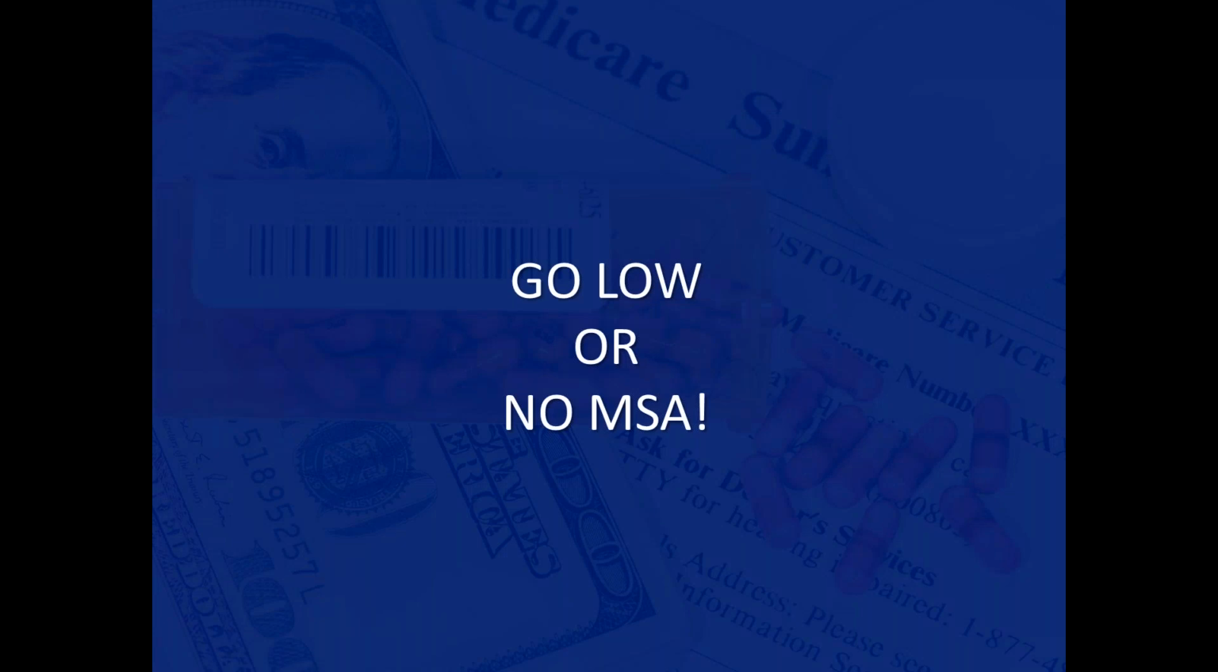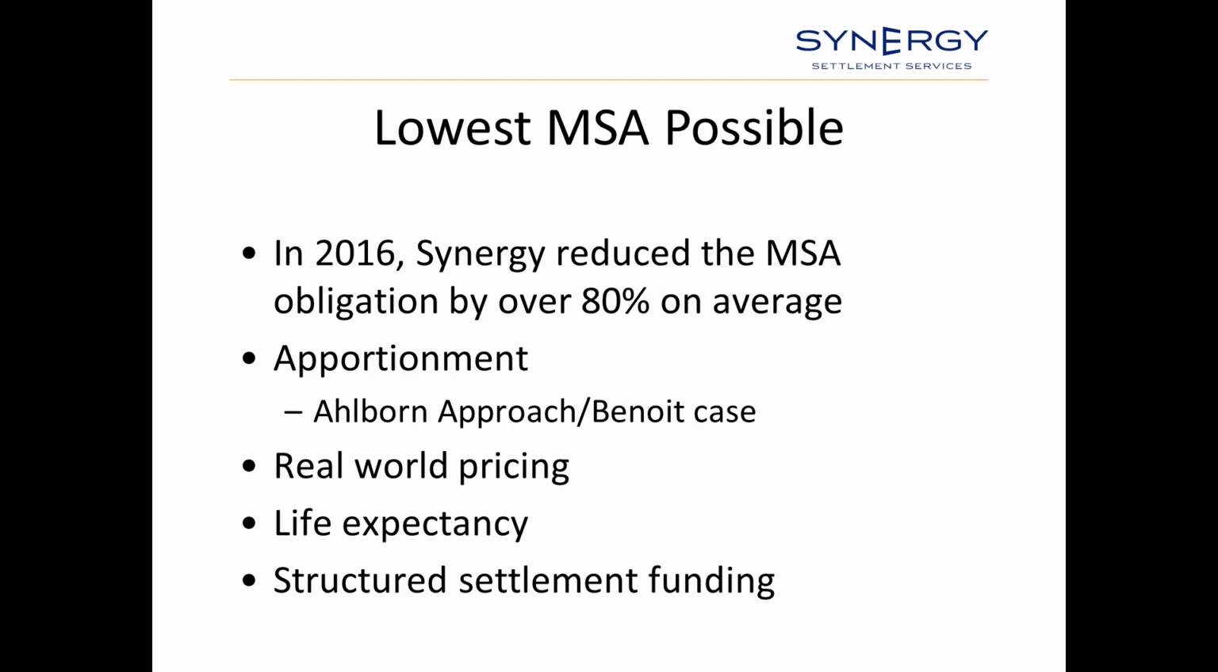So our philosophy has been to try and reduce the amount that's being set aside through different tactics that are certainly within the letter of the law, because there is no law. There's just things out there that guide us. The apportionment is obviously the number one thing, which is the reduction formula using that Ahlborn-Benoit type approach. Also, real-world pricing of the medical is important.